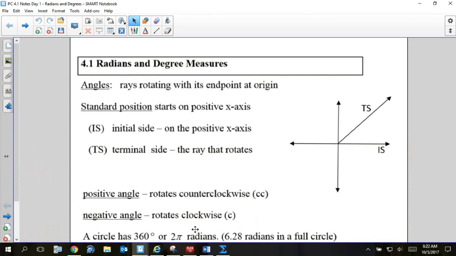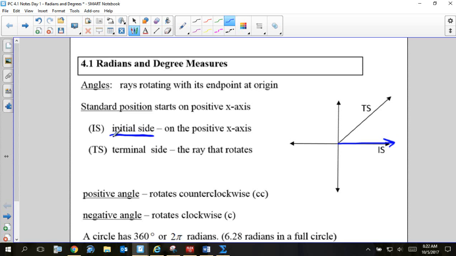All right, the start of trig. We're going to start out with the vocabulary. Hopefully you remember a little bit about last year. You guys would have done angles on a coordinate plane. And the first vocabulary word would be, I put IS over here, but it stands for initial side.